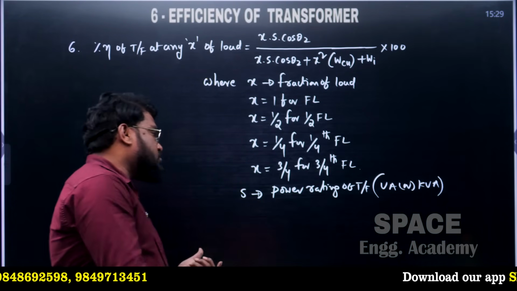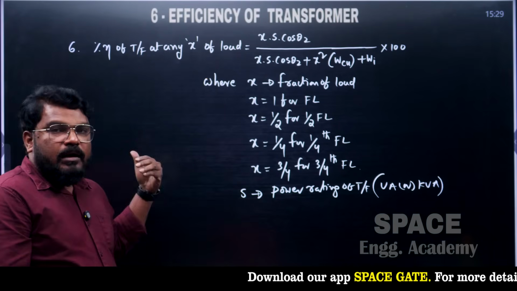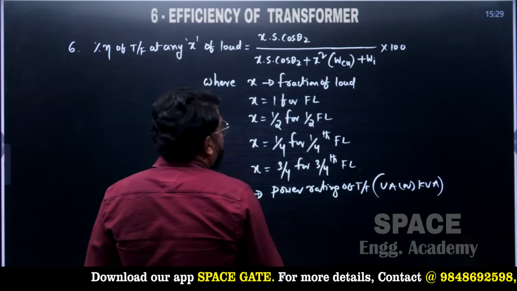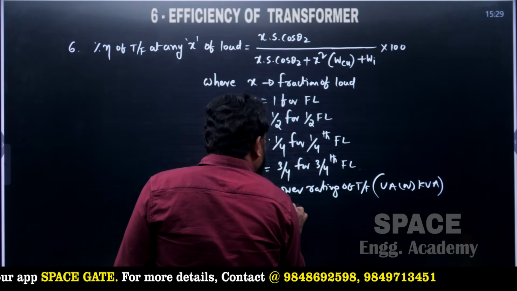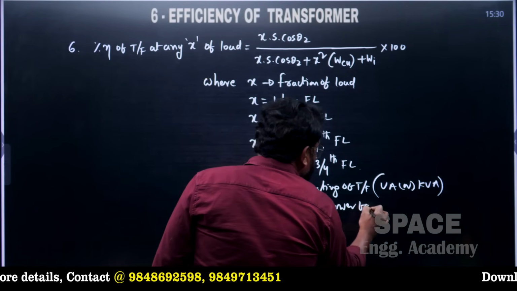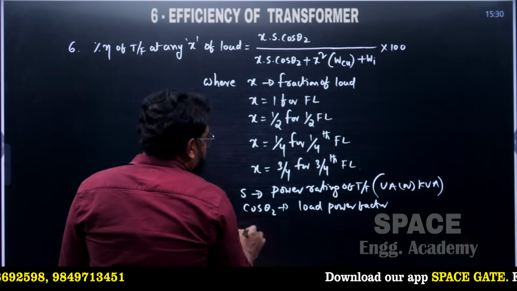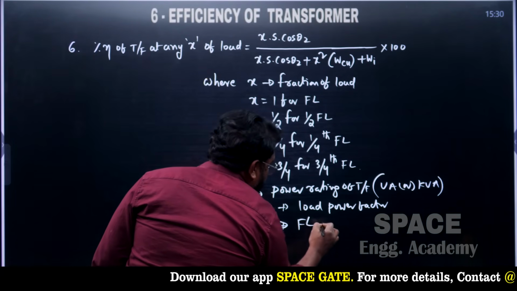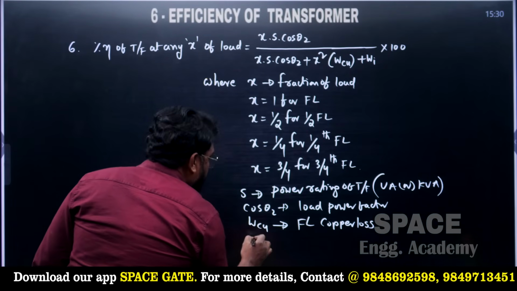Power rating of the transformer in volt amperes or kilovolt amperes. That's why you can write directly kVA rating of transformer or VA rating of the transformer. And next one, cos theta 2 is the load power factor. This is the mentioned load power factor. And copper losses, WCU, is the full load copper losses of the transformer.